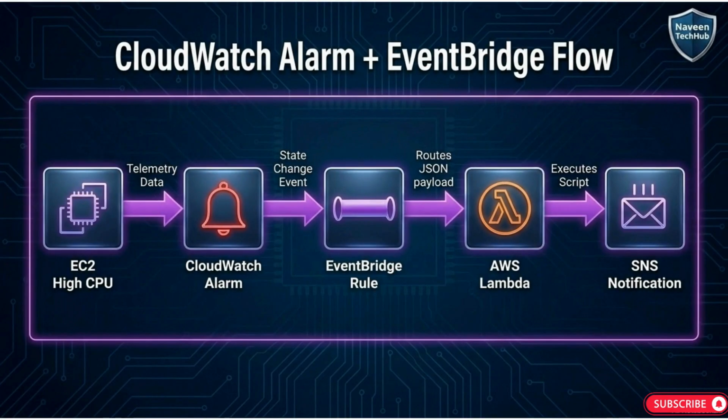Now let us connect CloudWatch Alarms with EventBridge. Suppose an EC2 instance has high CPU. CloudWatch detects the CPU metric and changes the alarm state to Alarm. That alarm state change becomes an event. EventBridge captures that event using a rule. Then EventBridge routes it to a target, such as AWS Lambda. Lambda can perform remediation. SNS can notify the team. This is how we move from simple monitoring to automated operations.